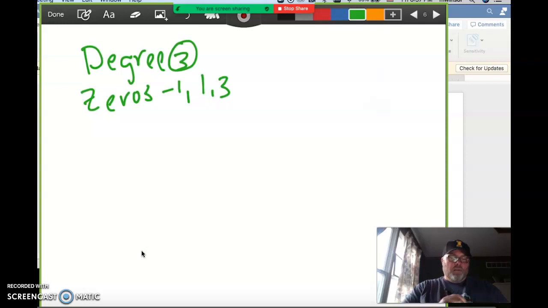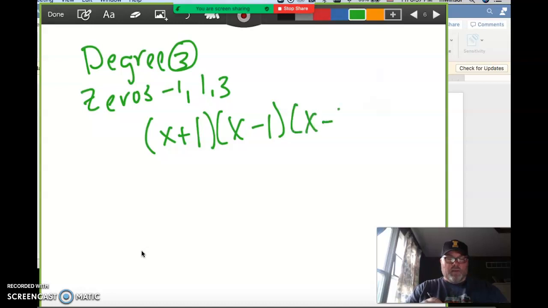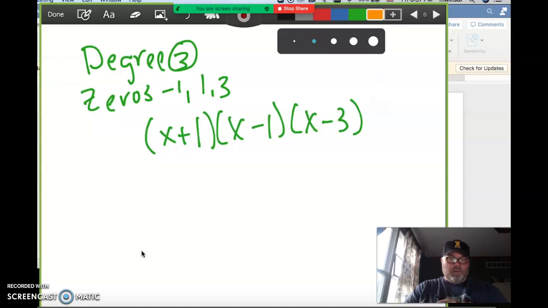Well, knowing that the zeros are -1, 1, and 3, I can write their factors, right? Because if it's a zero, it's also a factor. So it would be x plus 1, x minus 1, and x minus 3. Remember that these signs are the opposite of the signs on the actual zeros.